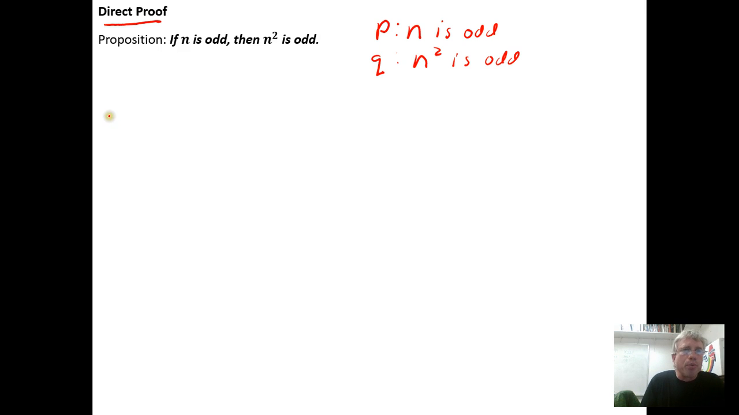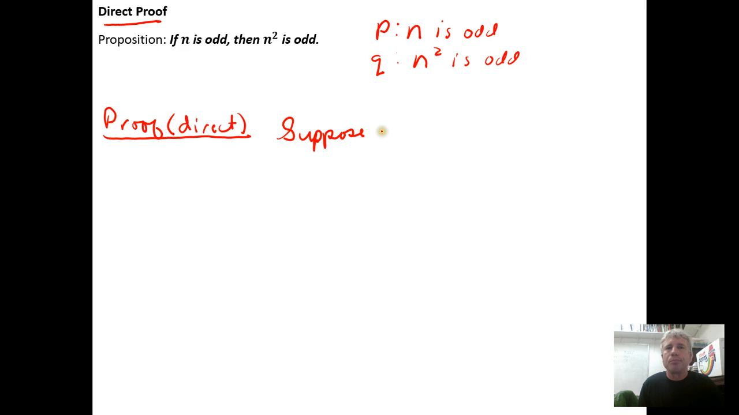So when you do a direct proof, we'll start off by telling the reader that we're ready to do our proof, and we'll tell the reader what type of proof we're going to do. We're going to say, hey, we're going to do a direct proof. And when we tell the reader that we're doing a direct proof, they know that we're going to assume that P is true. In this case, they know that we're going to assume that n is an odd integer. So we want to start by making that assumption. So we'll say, suppose n is odd.